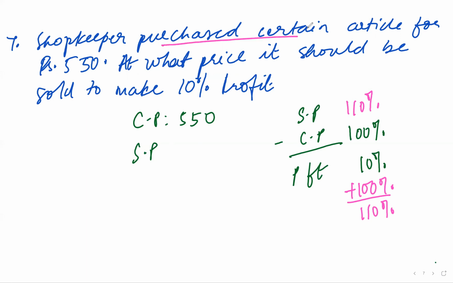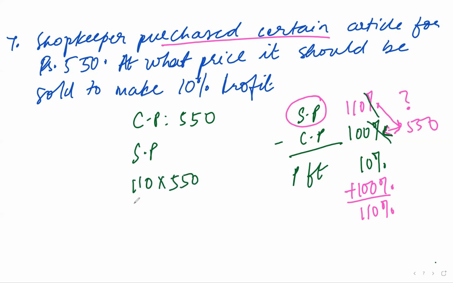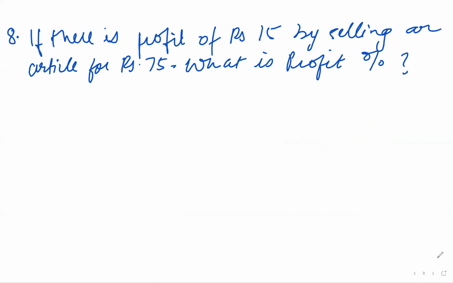They have clearly said purchased at rupees 550. So this is 550. What price it should be sold? So we have to find selling price. We have to find this. So cross multiplication, opposite is always divided. Opposite part is always divided. So percent cut, 110 into 550 divide by 100. 0, 0 cut, 0 cut. So what is the selling price? It is 605. Let's go to the next question.